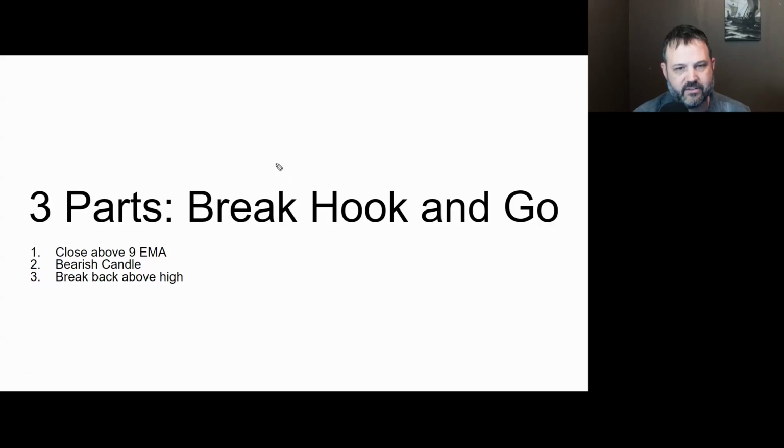But really, a break, hook, and go is just simple, like when I had the box pattern, let's just assume that we got the box. A break, hook, and go is just this. When it breaks out, it comes back, and then it goes. And so you wait for it to break, you wait for it to come back, and then when it makes the move, you get in there. Okay, so just try to think of that, right? That's how it works. Okay, so that's the break, hook, and go.